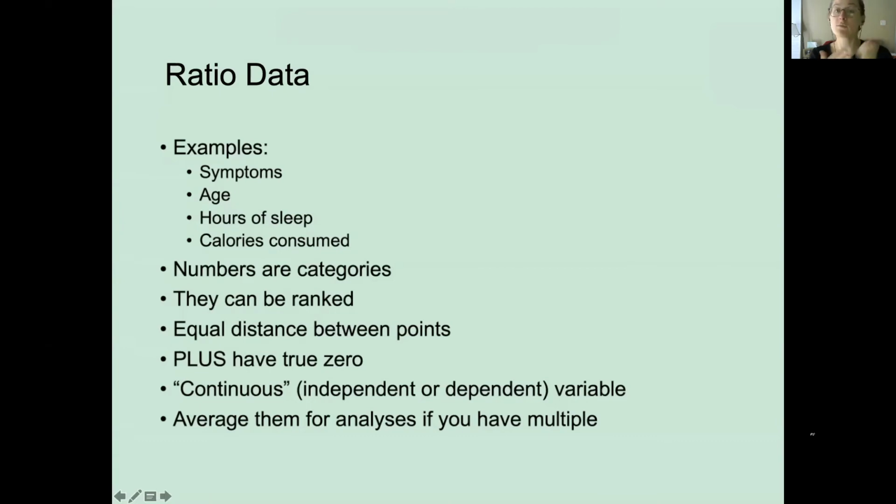data. And if you have multiple questions about the same idea, like multiple depression questions, but you want a single depression score for your analysis, if depression is your independent variable, for example, you would need to average together all your depression items, and that could give you, if your depression items were ratio data, where a true 0 means "I don't have this symptom at all," you would average together these items to get a single score to use for your analyses. And this is another type of continuous data.